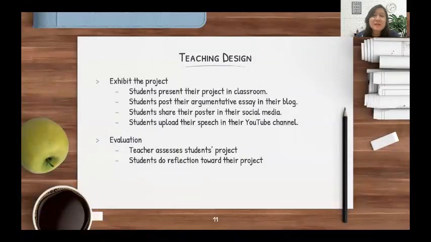And then the last is evaluation. Here the teacher assesses the student project and students do reflection toward their project. So this is the teaching design based on the Patton steps, showing how to teach language, especially English, using project-based language teaching.